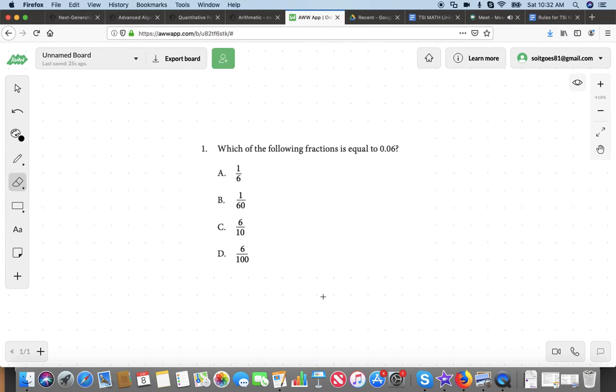So 6 hundredths, D. Yeah, that's it. 6 over 10 would be bigger than half, and half of a dollar would be over 50 cents, so it's not C. B is tempting because that's pretty small. It's 1 over 60.